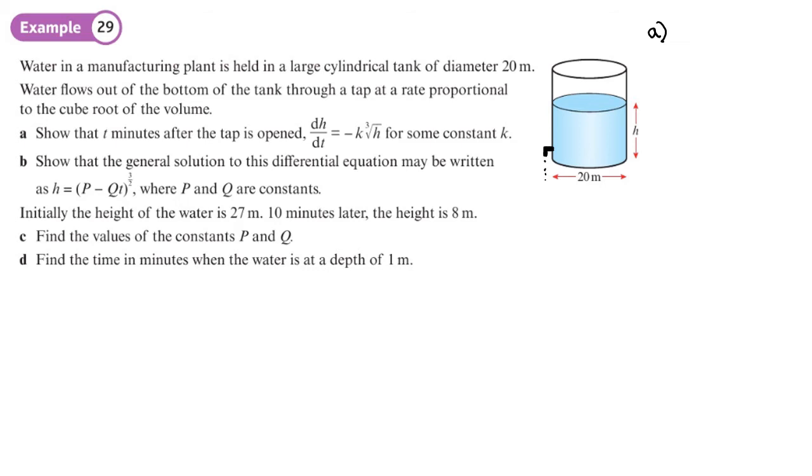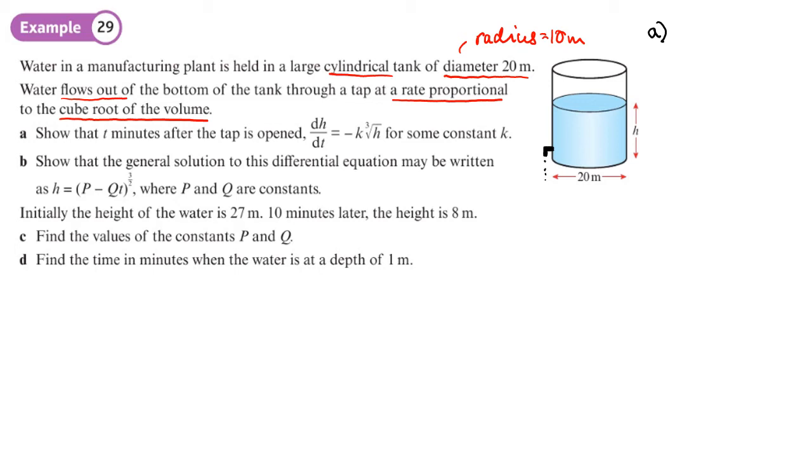So the first sentence: cylinder, diameter 20, so radius is 10 meters, flows out at a rate which is proportional to the cube root of the volume. So I'm going to use those.